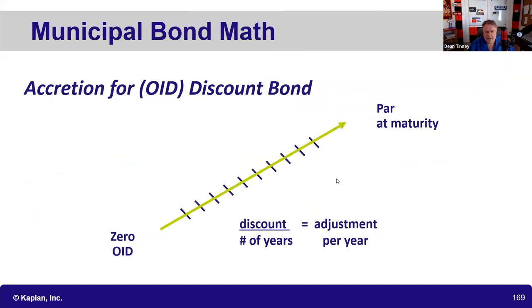OID is you have to do accretion. I'm not going to have to make you do accretion. But the trick here is that this is a muni bond. And so that increased amount, that imputed interest, is tax-free.